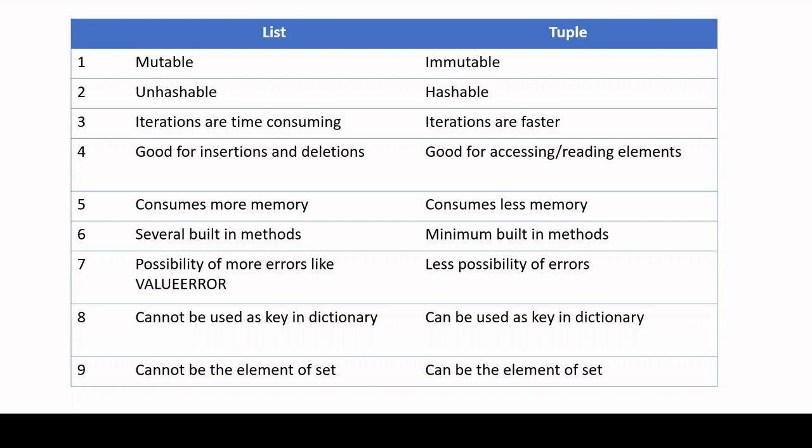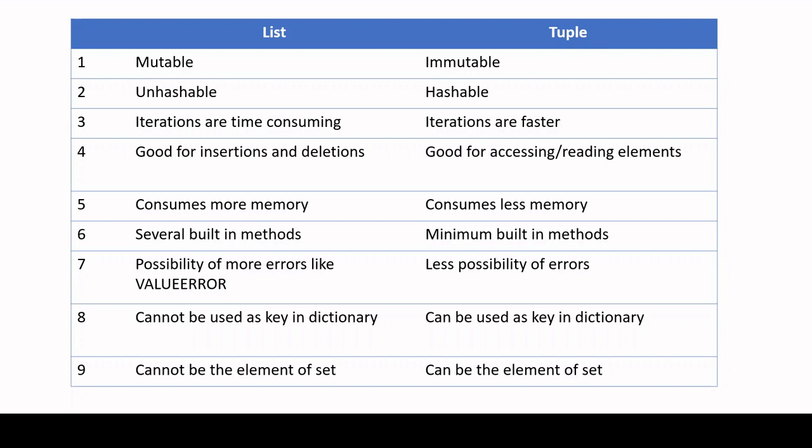As a list has the flexibility of adding new elements in future and updating the elements, it has to have some free space available for the future elements. So it consumes more memory compared to the tuple. Tuple consumes less memory. A list has several built-in methods, while a tuple has only minimal built-in methods. Why is this? A tuple can have methods only related to reading the elements. But a list should have methods for reading, updating, inserting, and deleting the elements.